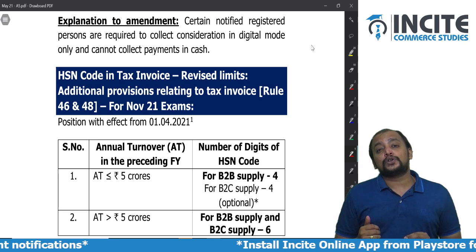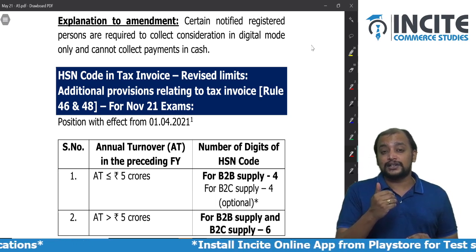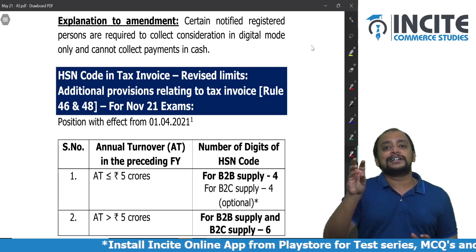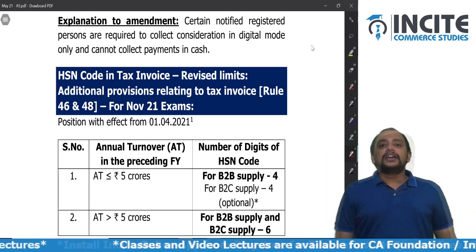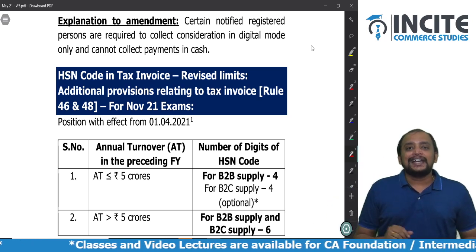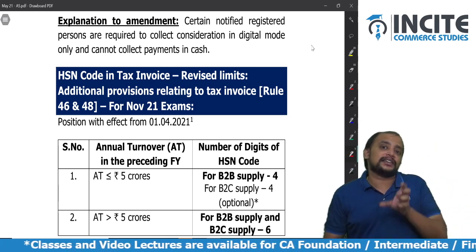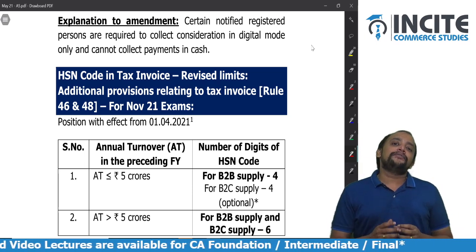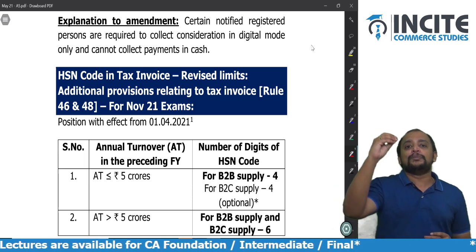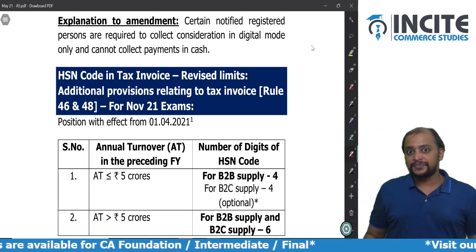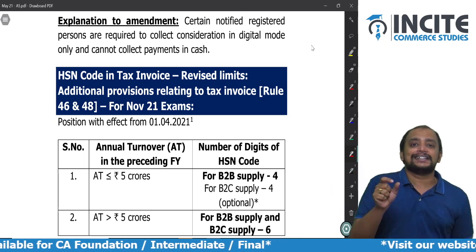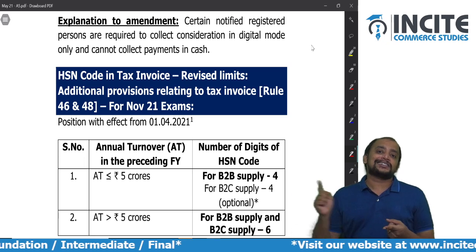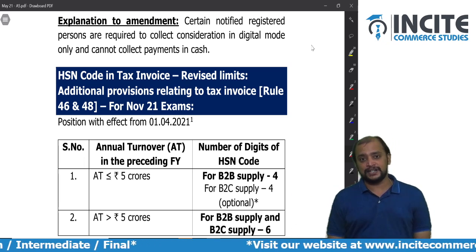If aggregate turnover during the previous year does not exceed 1.5 crores, in the invoice we don't have to enter the HSN code. In the invoice, we need to mention HSN and SAC. HSN refers to Harmonized System of Nomenclature Code. For every product, one HSN code will be there, given by the government. In the same way, for every service there will be a SAC, Service Accounting Code. In the invoice, we need to mention HSN and SAC for goods and services.